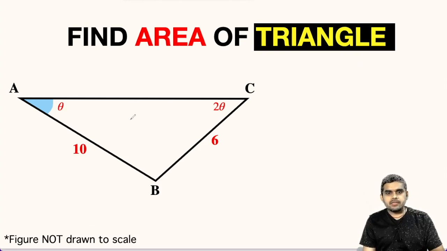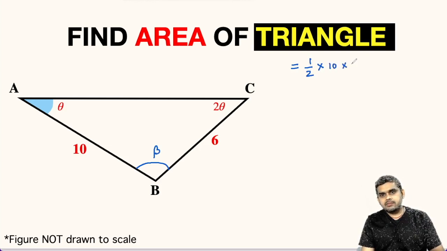of this triangle ABC. So if we want to find area of any triangle, if two adjacent sides are given and if we know the included angle between them, say for example, let this be beta, then area of the triangle will be equal to half times the measure of adjacent sides, that is 10 times 6 times the sine of angle between them. So we can write sine of beta. So now our main focus will be to find the value of sine beta.